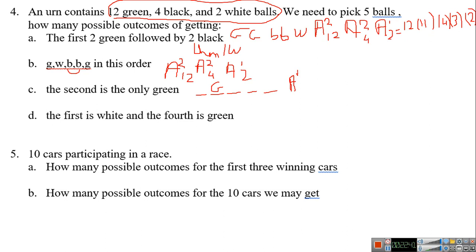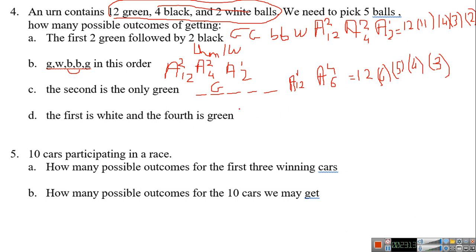So arrangement order is important. And still I have the remaining 4, but not green. So how many not green? You have 4 black and 2 white. So 4 out of 6. So here, how do you solve it? You say it's a 12. From 6 you want to go 4 terms. So 6, 5. You can do it on calculator as I told you. 4 times 3.